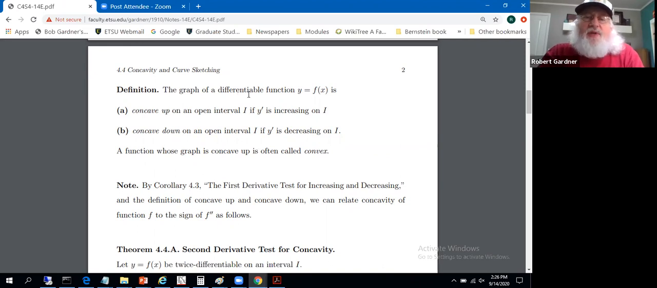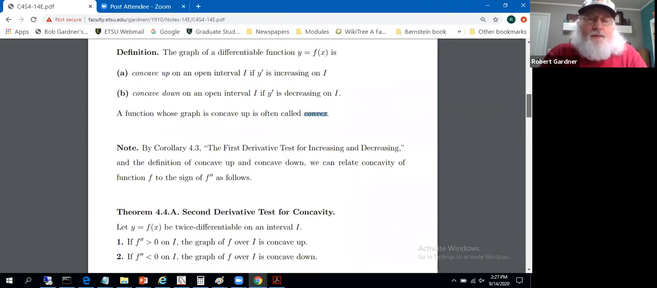The graph of a differentiable function y equals f of x is concave up on an interval I if y prime is increasing on I. Concave down on an open interval I if y prime is decreasing on that interval. And the term convex is used sometimes. We won't use the word convex. I don't think it'll pop up again in calculus. You may well see it in other math classes. But we'll stick with the terminology of concave up and concave down.